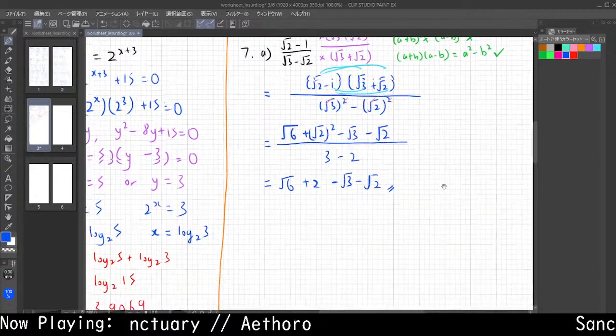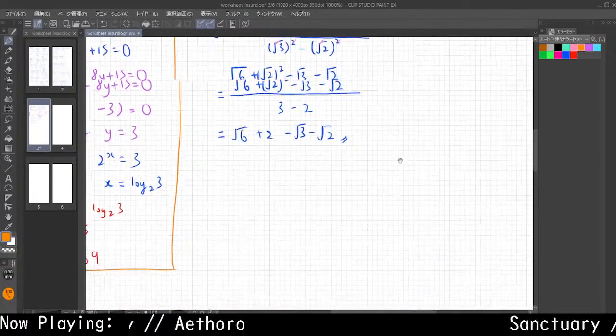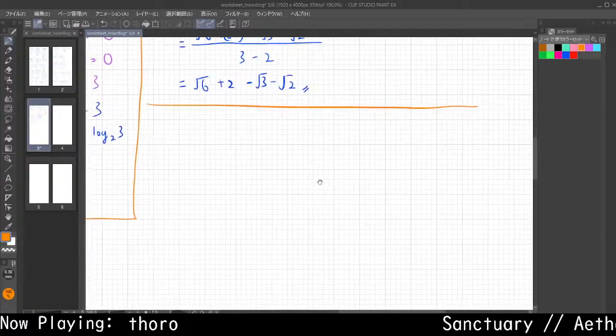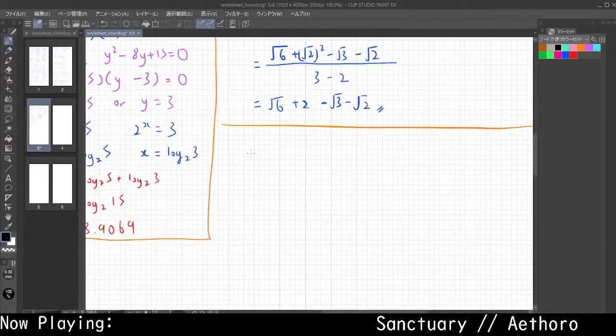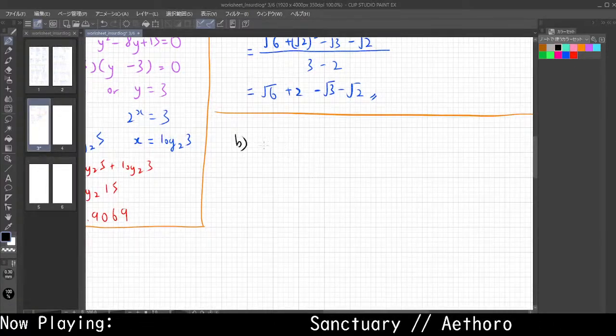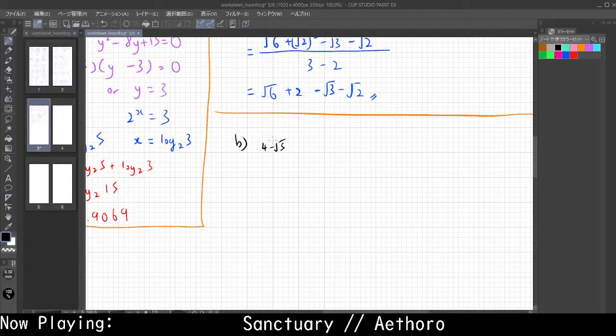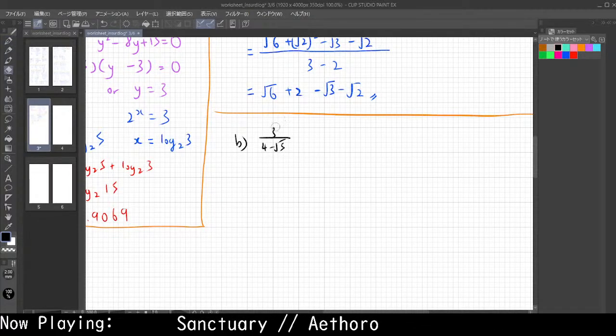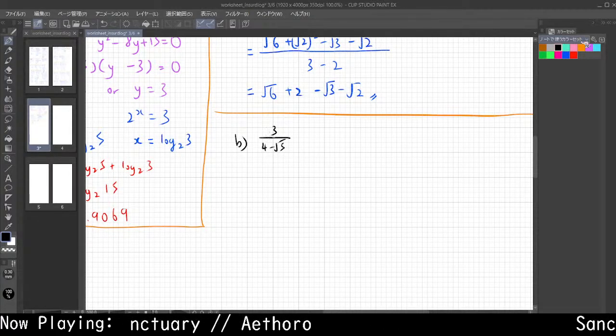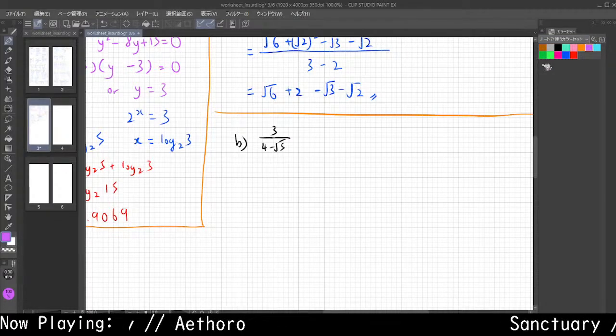Okay. So we have 7a. Next, 7b. Okay, 7b, same thing. This is 4 minus square root 5 at the bottom, 3 on the top. So same thing, we want to get rid of the square root. So we just multiply by the plus and negative numbers.